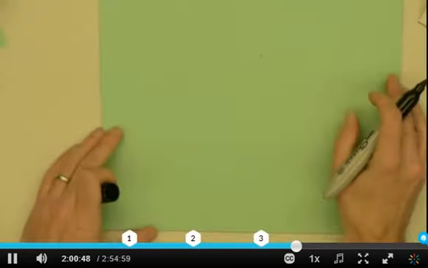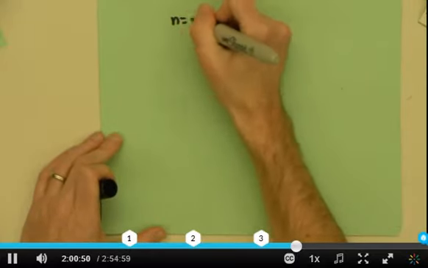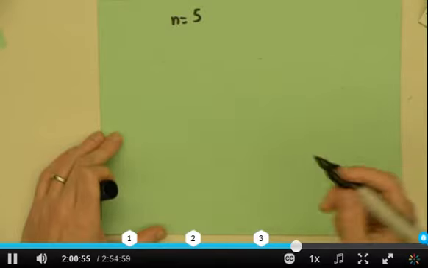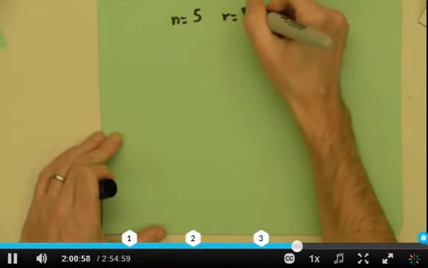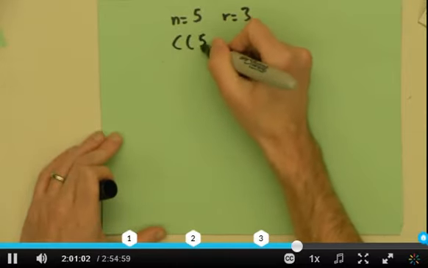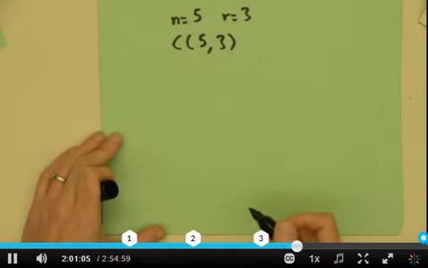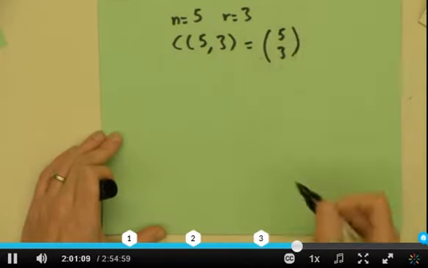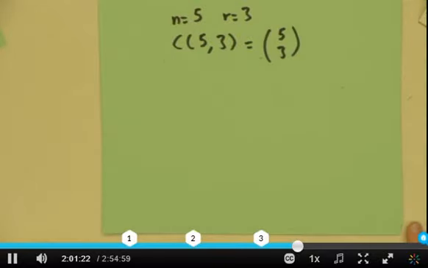Well, if there's 5 possibilities, it means I'm going to start with 5 choices to work with. I'm going to pick a subset of size 3. So what I want to calculate is 5 choose 3, or the notation I like to use is this. If I start with a group of 5 students and I'm going to pick 3 to present their homework today, how many different ways can I choose that group of 3? It'd be 5 choose 3.